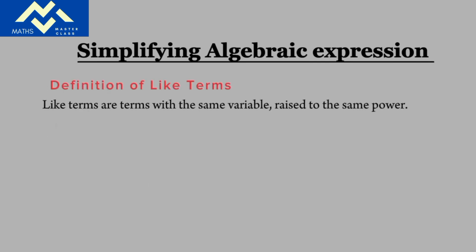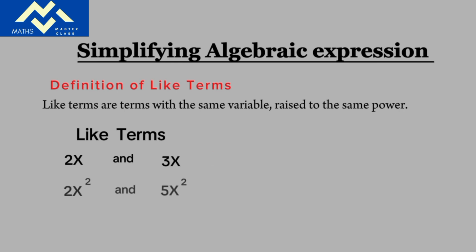Like terms are terms that have the same variable raised to the same power. If I have 2x and 3x, both have the same variable x and the same power of 1. Note, 1 is not always written as a power because anything raised to power 1 is still the same, so 2x and 3x are like terms.